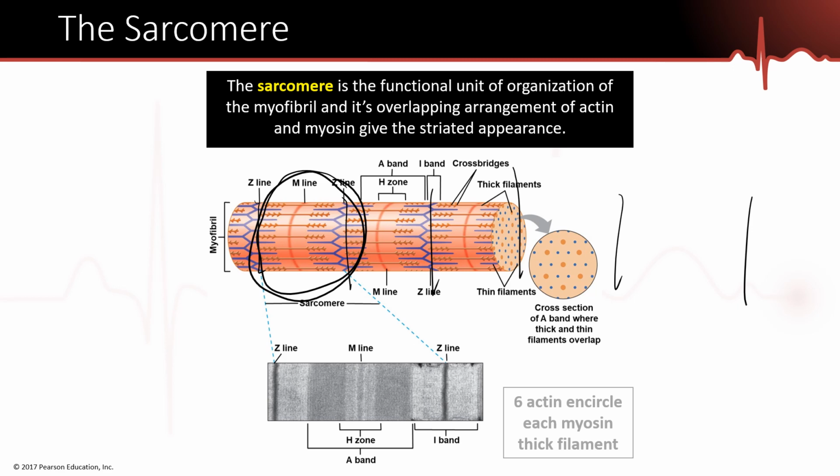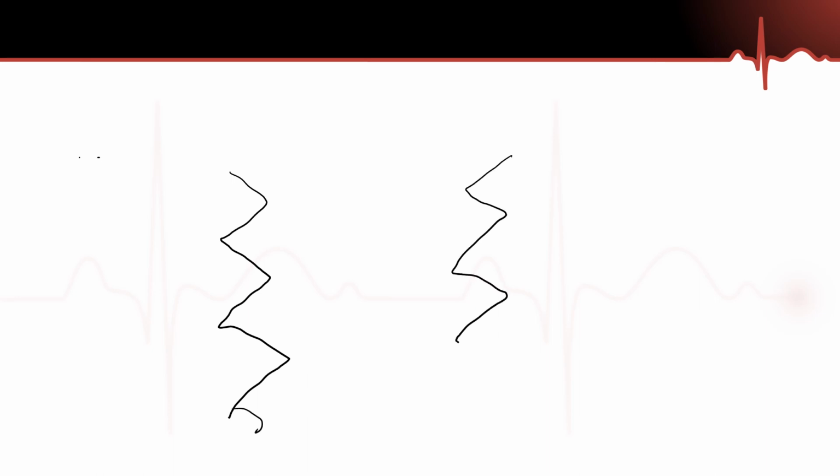So let's take a look at one sarcomere within a myofibril. So what does a sarcomere look like? First of all, let's just talk about the length of the sarcomere. The whole sarcomere goes from what's called Z disc to Z disc. Right? Each one of these is a Z disc.